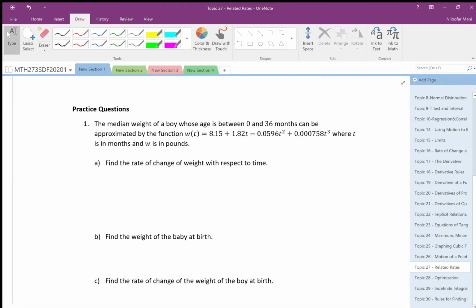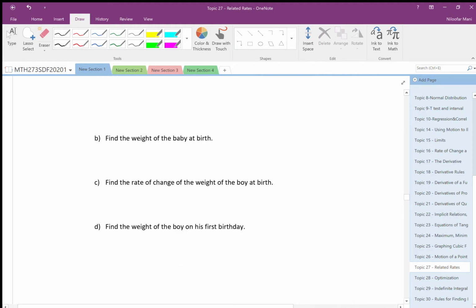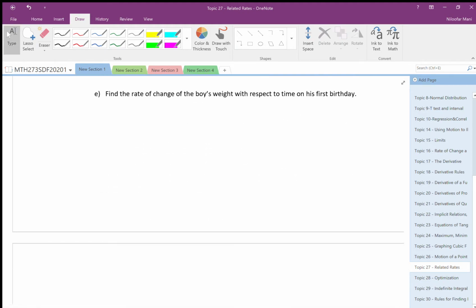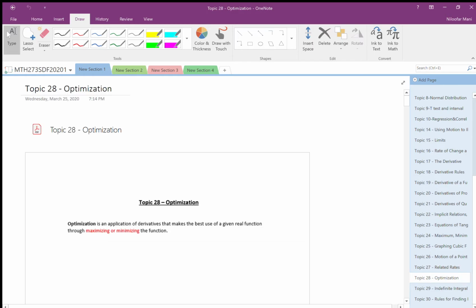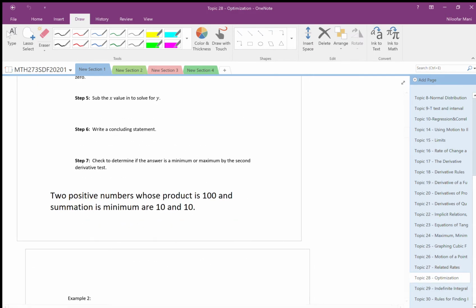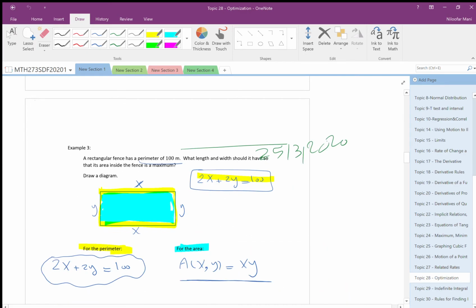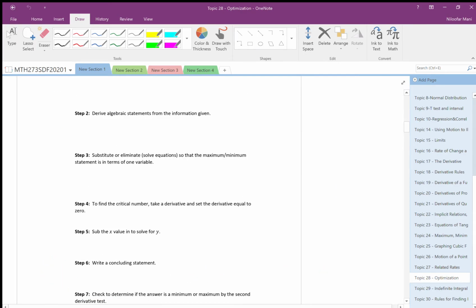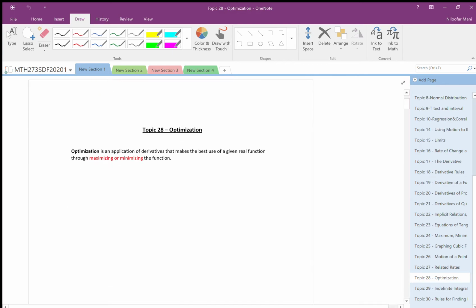Okay, so now I can go to this lesson and hopefully everything will be fine. Okay, so I need to do this and this and this, yes, here. Okay, optimization.